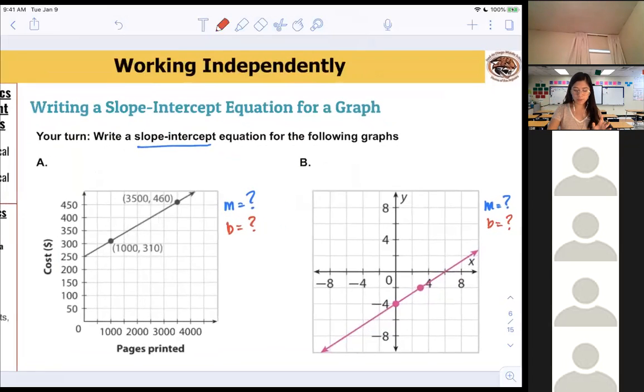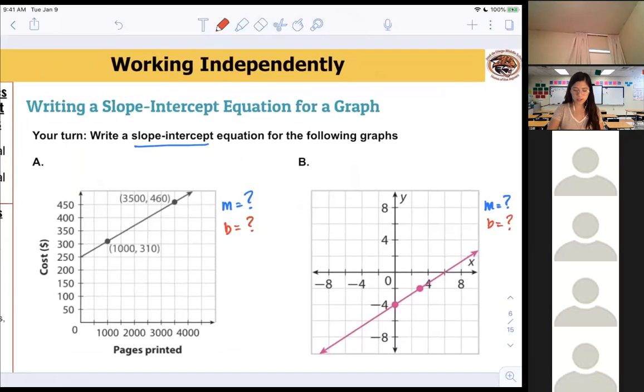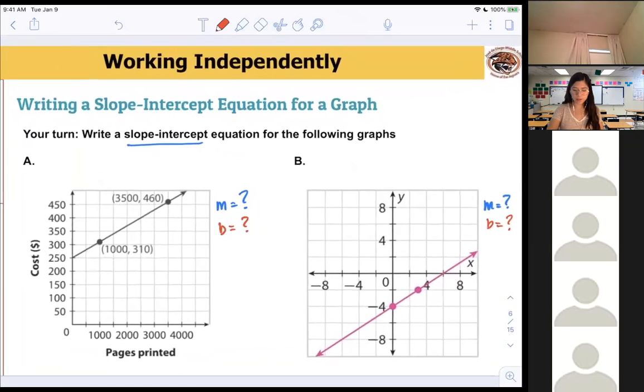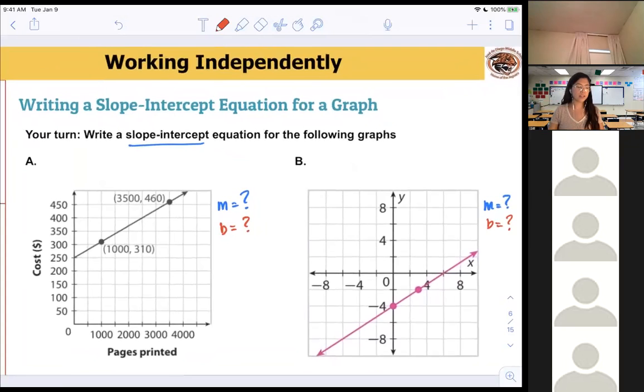Use, again, whichever strategy you prefer. Do whatever makes you happy, as long as you're doing it correctly. I'm going to start with only 5 minutes, but I feel like you probably will need a little bit more. So 5 minutes on the clock now, and then I'll see if you need any more. Go ahead and begin.